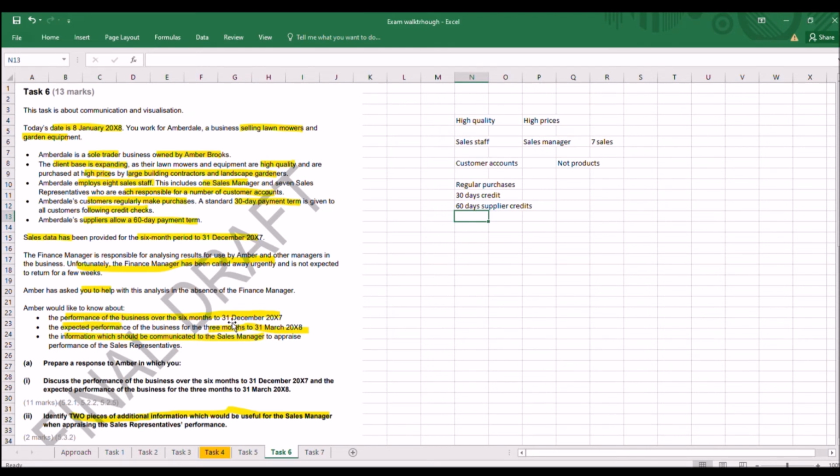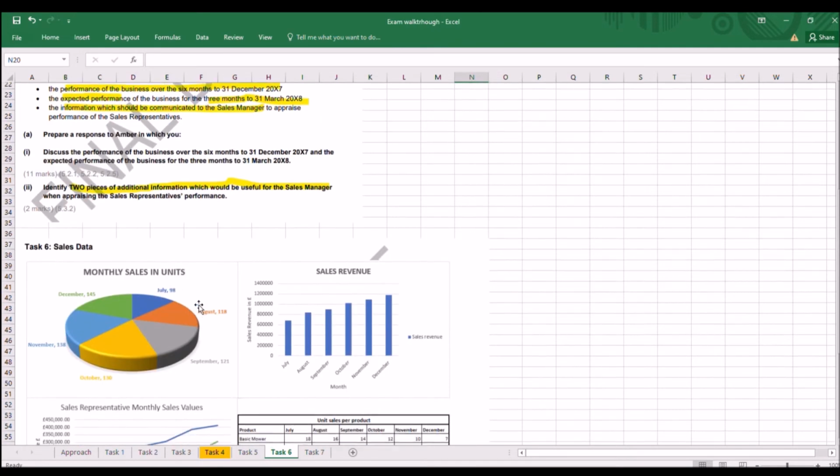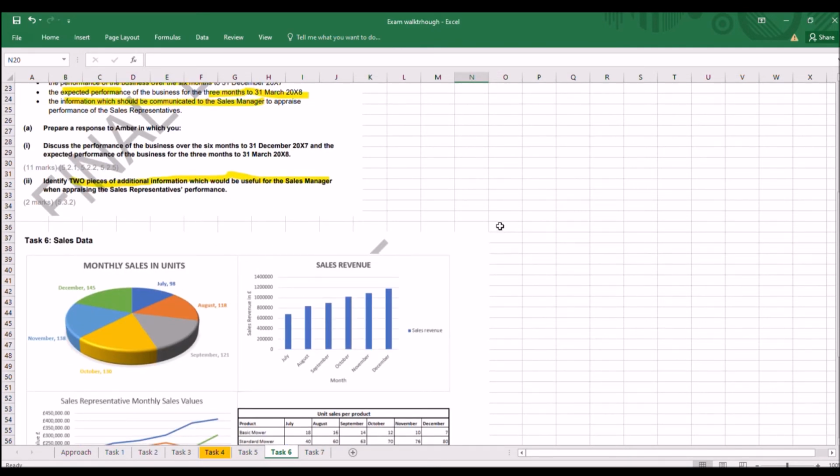So you want to know about performance of the business over the 6 months. So performance for 6 months. Expected performance going forward. So we're going to follow some trends, extrapolate some trends going forward, and the information to appraise. Okay, so we have some difference of performance going on here. Right. Okay, prepare a response to Amber in which you discuss the performance of the business over 6 months and the expected performance for the 3 months. And 2 pieces of individual information useful for the sales manager when appraising the sales representatives' performance.